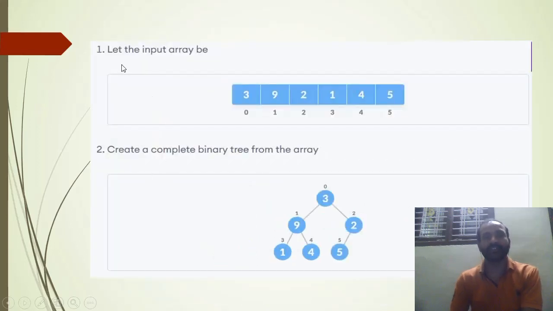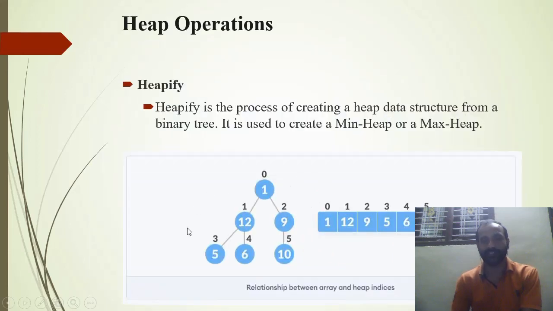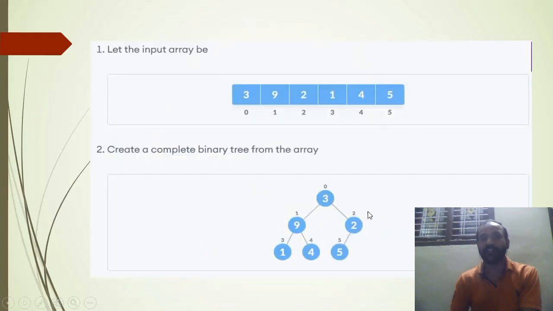First, let the input be an array. We take the input array with elements based on the array index. You all know the array index starts from 0 to n minus 1. So now we are taking these elements. This tree consists of six elements, that means indices 0 to n minus 1.